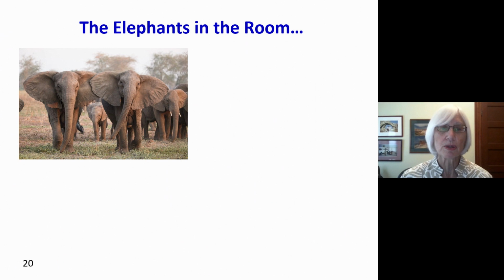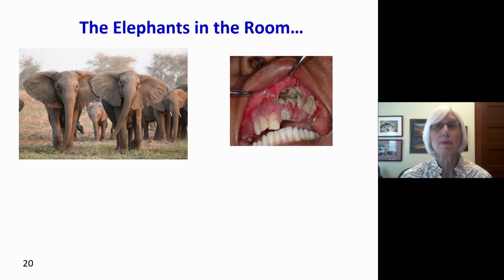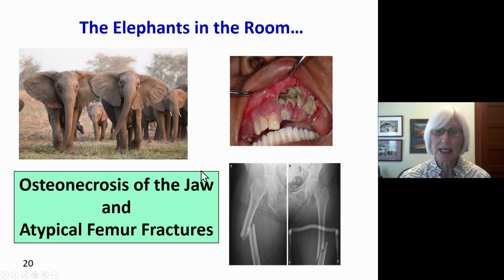The elephants in the room are the side effects of long-term bisphosphonate use, including osteonecrosis of the jaw, a horrible condition seen here, as well as atypical femur fractures. Here's a patient with bilateral bisphosphonate-associated femur fractures, atypical fractures. And because of these limitations, these terrible adverse side effects that come with prolonged bisphosphonate exposure, we've wrestled with how we can give patients the benefits of bisphosphonates without the risks.